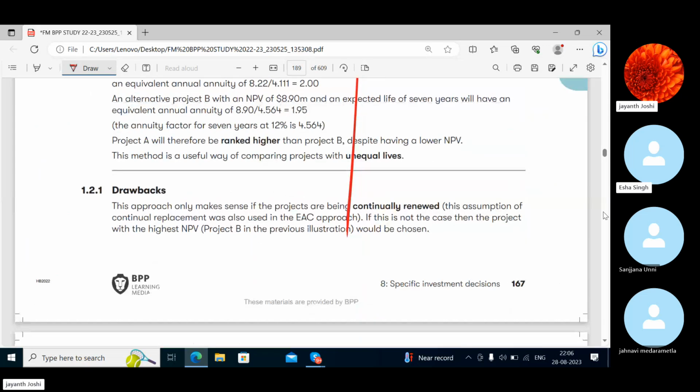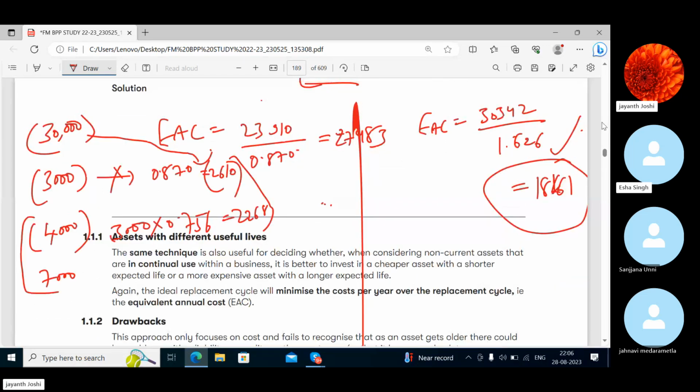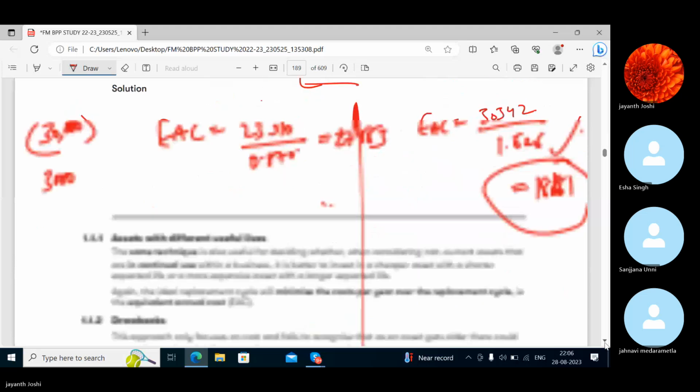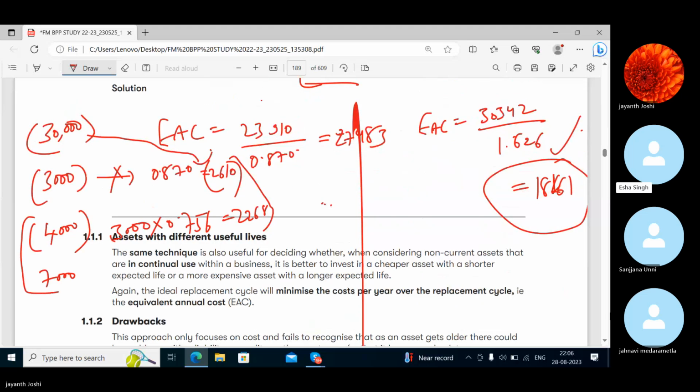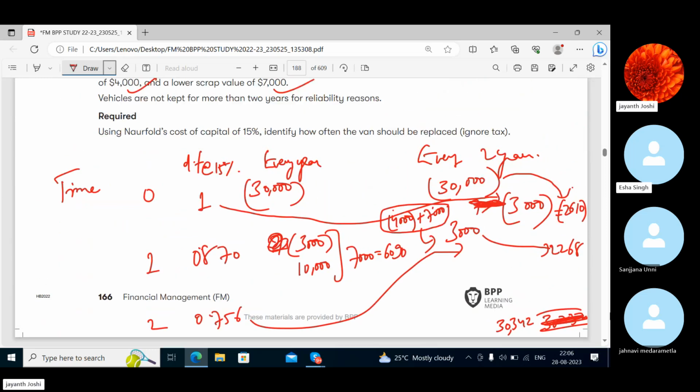Shall we move forward? So once again, select. Can you scroll it down? Okay, you take your time. No problem. Scroll it down, sir. Go down.